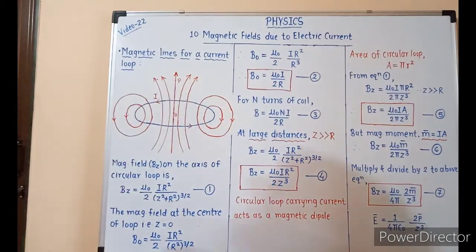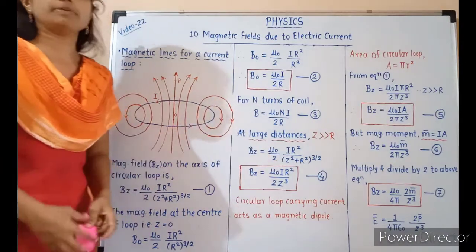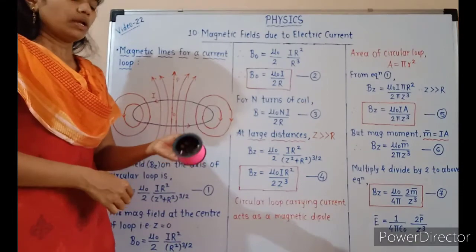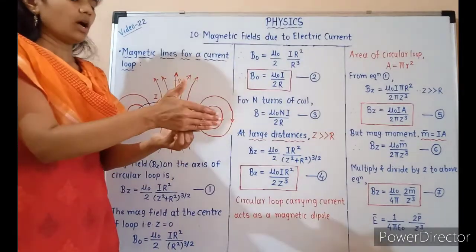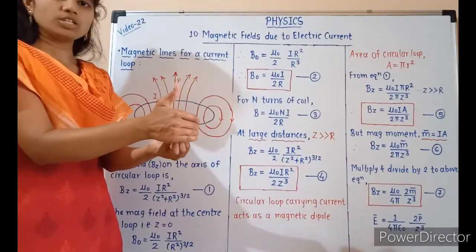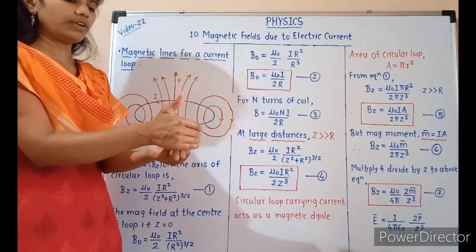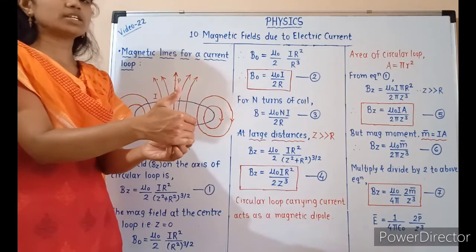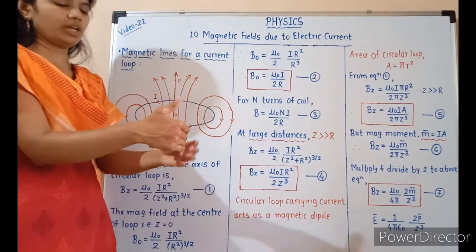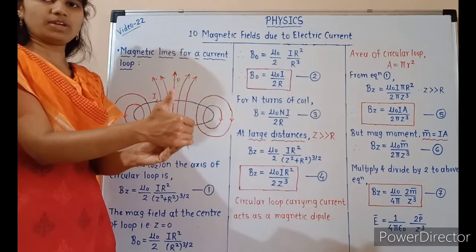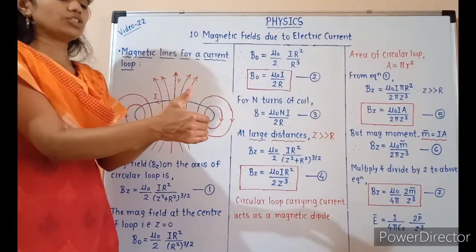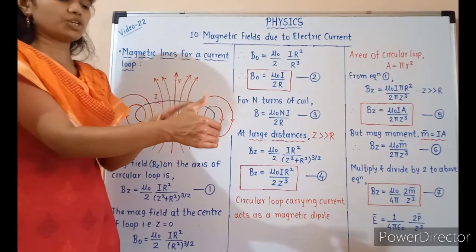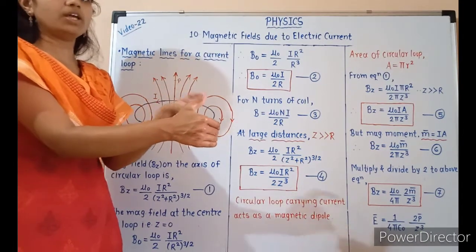Now the direction of this magnetic field B is given by the right hand rule. So consider this is the circular loop. According to the right hand rule, curl your right hand fingers along this circular loop. Then the curled fingers show the direction of electric current, and the stretched thumb shows the direction of magnetic field Bz.